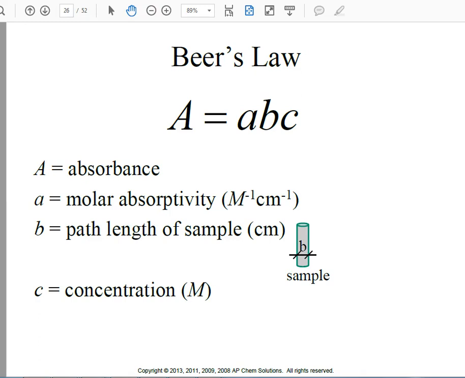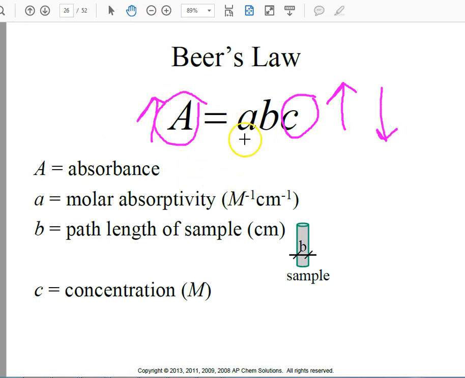Dark red is dark red because it's absorbing a lot of light. Light red is light red because it's letting a lot of light through, or absorbing a little bit. So Beer's law tells us that the absorbance and the concentration of a sample are directly related. As the concentration of a sample goes up, so does its absorbance of electromagnetic radiation. And if the concentration goes down, the absorbance does likewise.